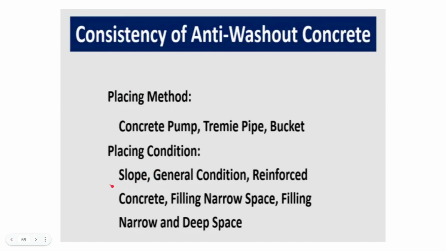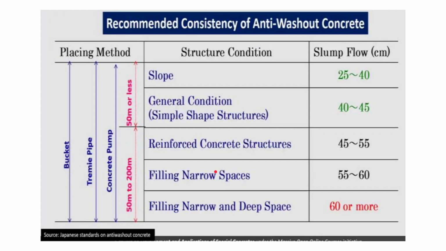That is basically the various ways in which the concrete is placed. For the condition of placement, for example, the slope, general condition, reinforced concrete, filling narrow space, filling narrow and deep space. So all these factors come into the picture. Now, this is a table which shows the slump flow required for various structure conditions and placement methods.